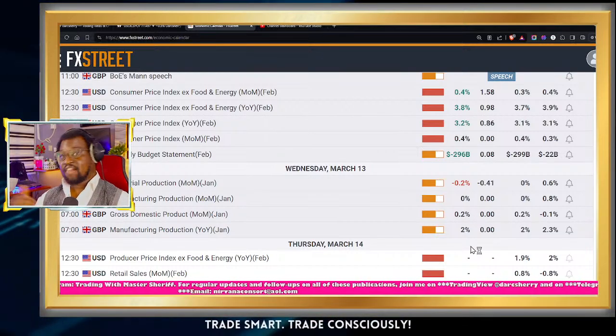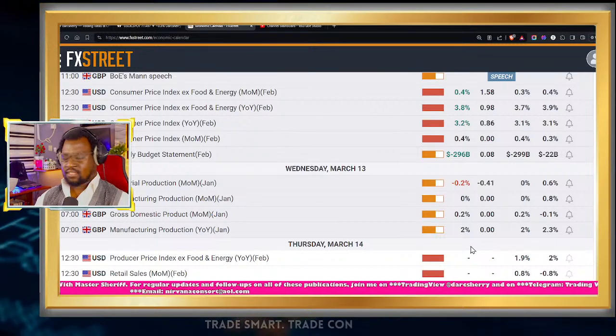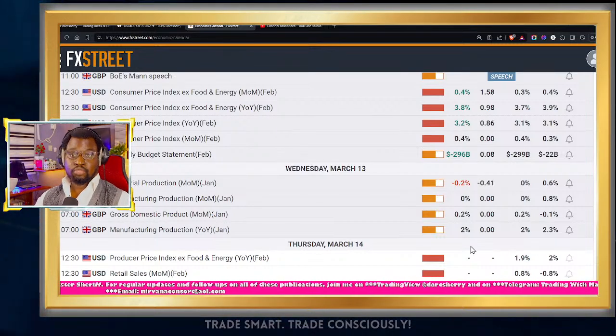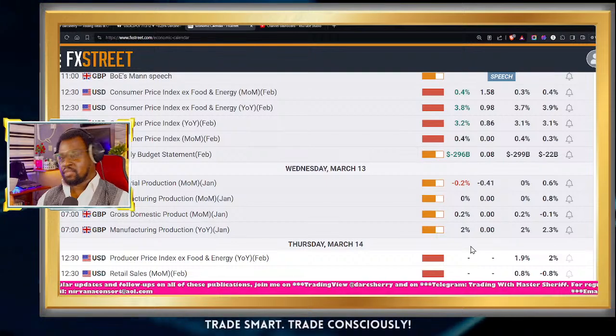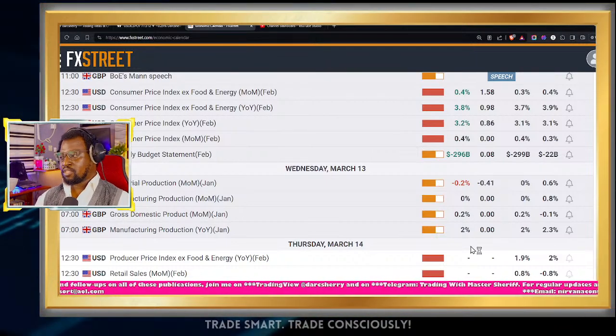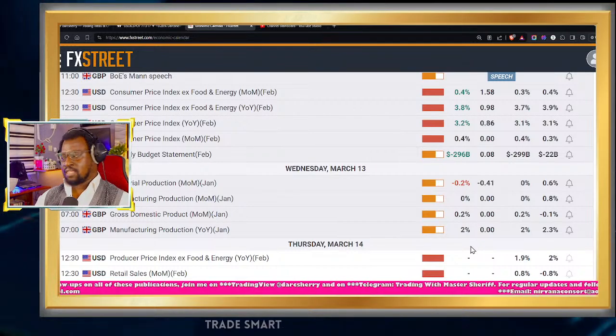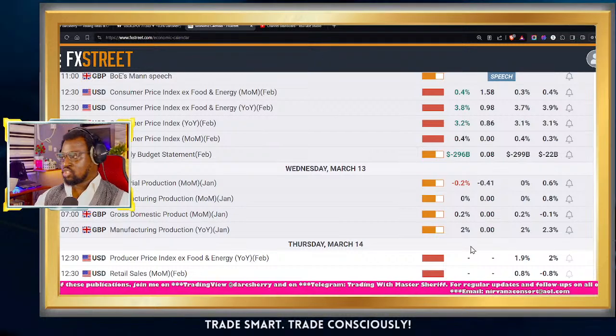Remember, we still have inflationary data coming up tomorrow, that's Thursday, in the form of the producer price index, and we may likely see a situation where key players in the market will step aside for this event before making any aggressive bet from this point. So we are going to be taking all of this into consideration while we review the current market structure.